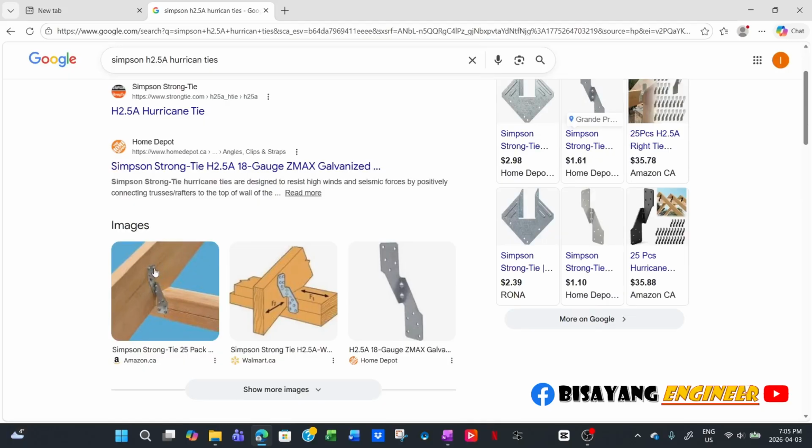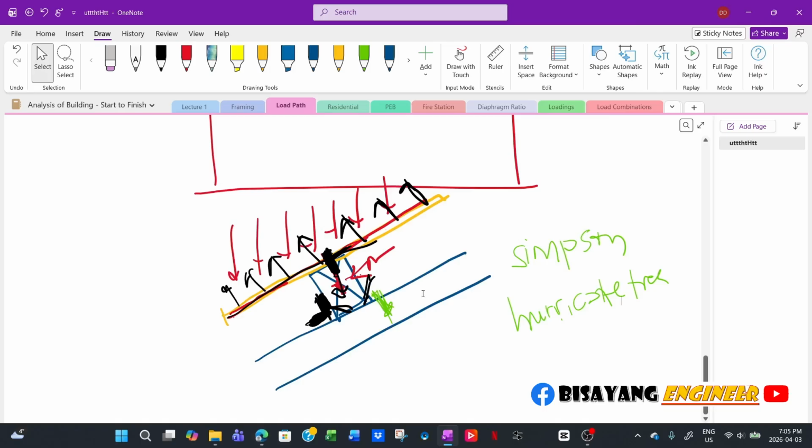So this will hold your rafters or purlins anchored to your main support. Like for example, if it's trusses, or in this case, this is a rafter fastened to the bottom chord or top chord of your wall. So that's a hurricane tie. So you can have any other way of fastening it. But the important thing is you need to know all the loads.